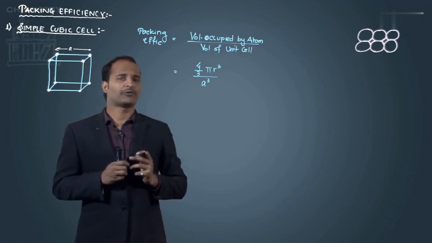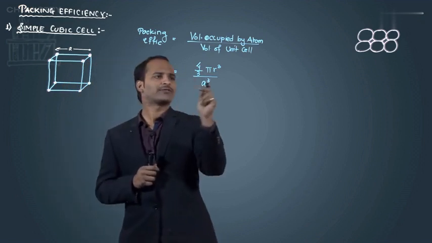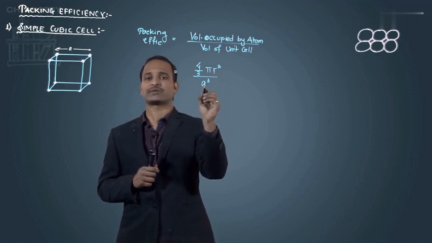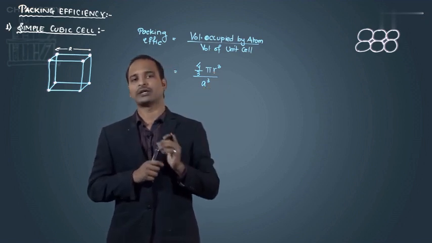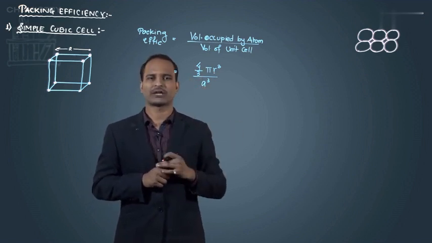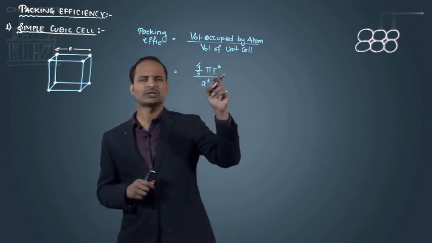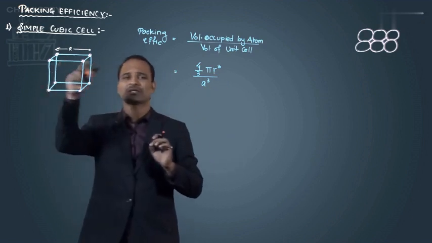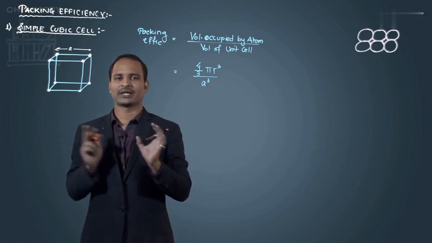Now, if I want the answer for the packing efficiency, it can be calculated only if there is an R in the numerator as well as an R in the denominator. Once I have R in the denominator, the R's will get cancelled, and only the numbers will be left, which can be solved easily. So I just want the relationship between R and A, where R is the radius of these spheres and A is the edge length.